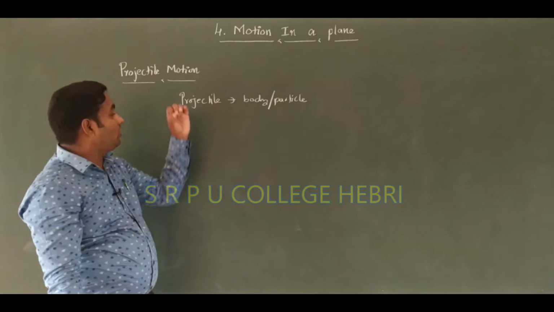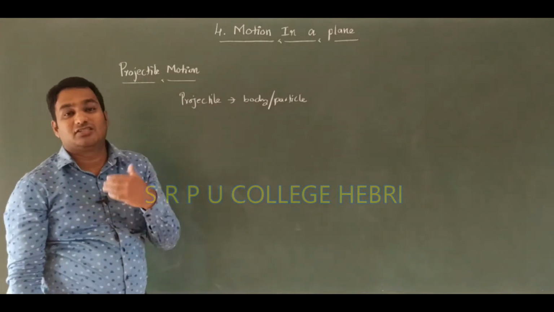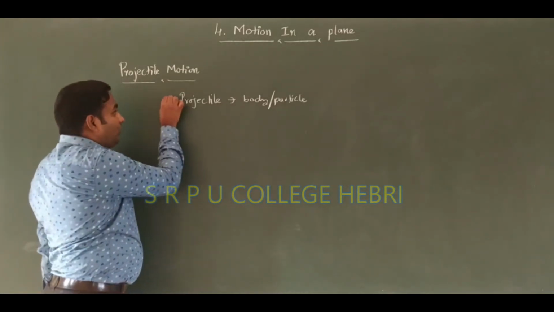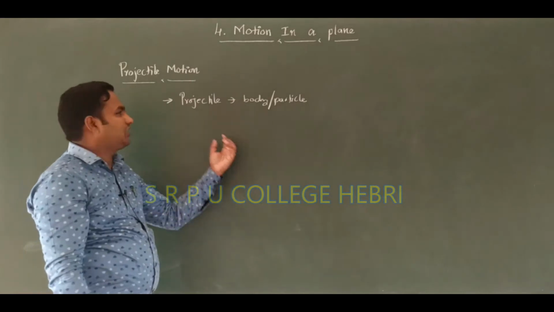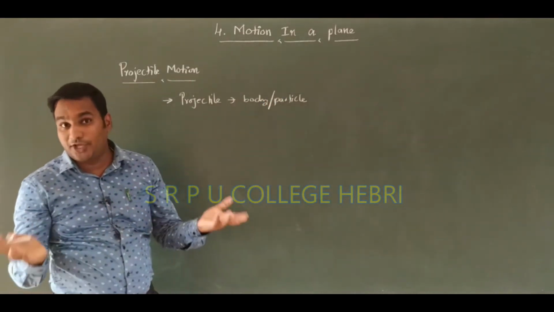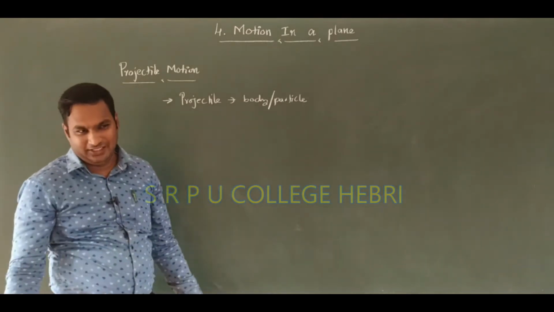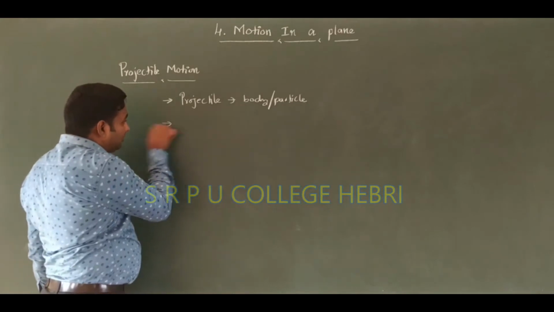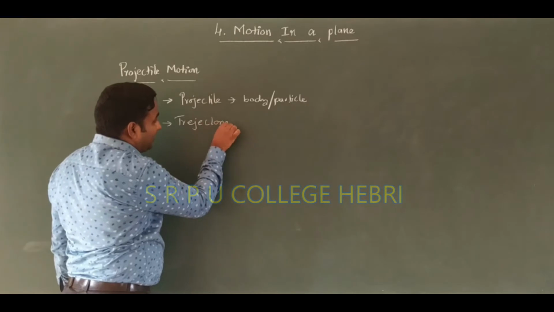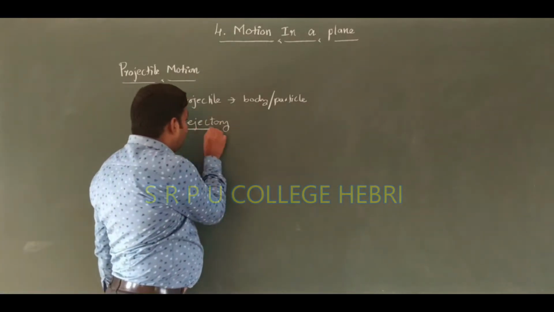Again, remember, to understand projectile motion we need certain terms. That term we discuss one by one. The first term I already told: projectile. Projectile is nothing but a body or particle, or we call it an object. Object is also a projectile. And the second important term we're going to use is called trajectory. Keep the word clearly in your mind.